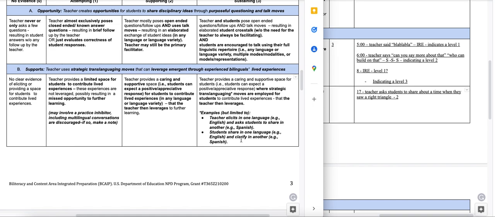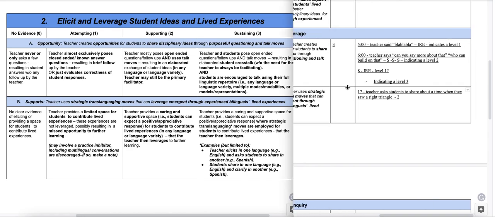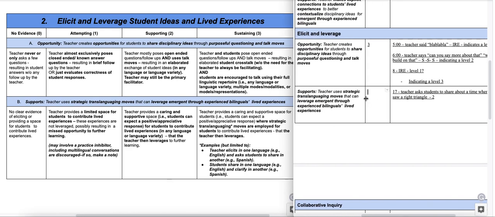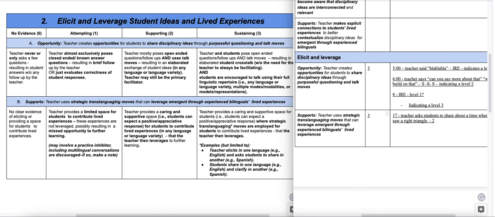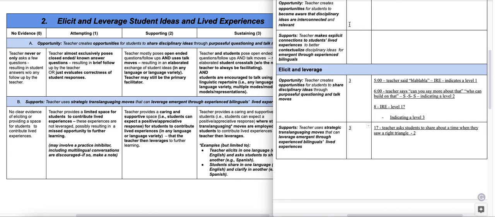So are we seeing students being encouraged to use any linguistic resources to contribute their lived experiences that the teacher then leverages to further learning? Okay, then you would put in your new score. Maybe you're also out of 3. That would be awesome. And I think that's it. We can move on to your practice, I think, in the next slide.